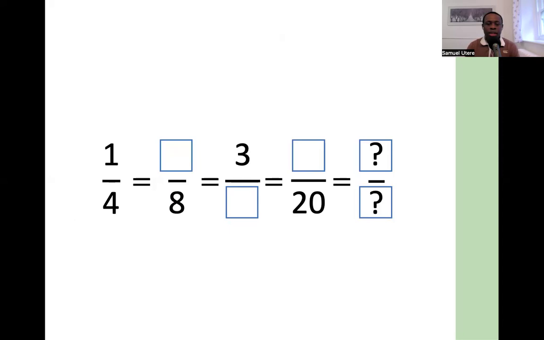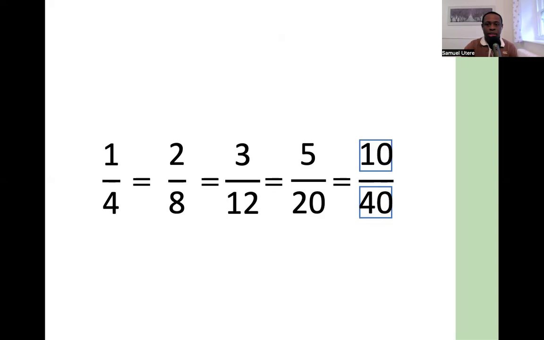What if they are written as numbers? How can we fill these in? Well, I'm sure you remember the numbers that we worked with earlier. So here will be 2/8, that will be 3/12, that will be 5/20. And of course, we can have so many other numbers there. It can be 4/16, it can be 10/40, so on and so forth.